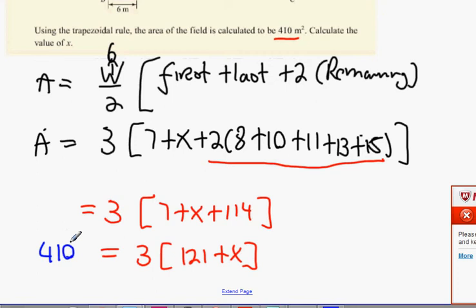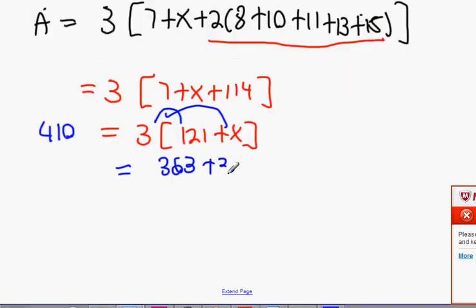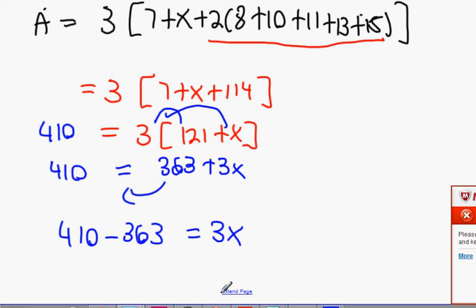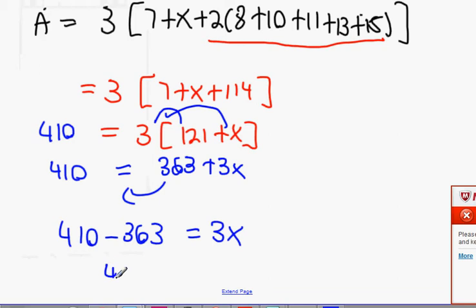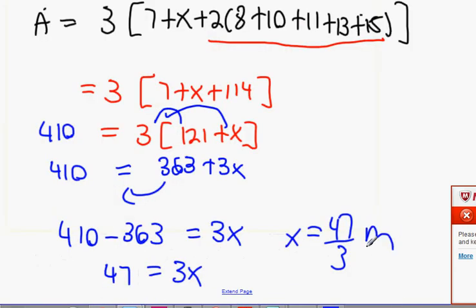Any questions thus far? Yes, Harry. Multiply this side by 3, and what we get is 363 plus 3x equals 410. Then 410 minus 363 equals 3x. Can everybody tell me what 410 minus 363 is? 47, perfect. So 47 equals 3x, so x equals 47 over 3. That's the height, and it's measured in meters, so make sure you have meters at the end.